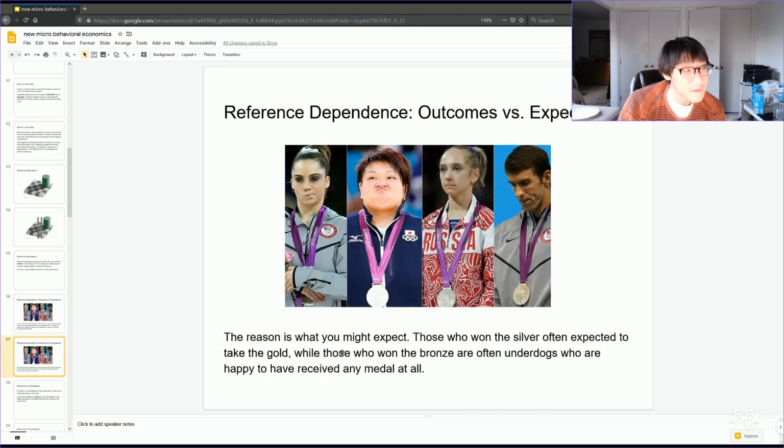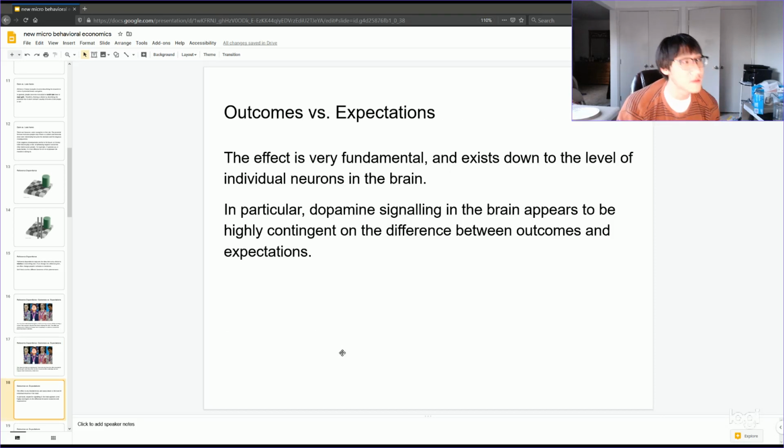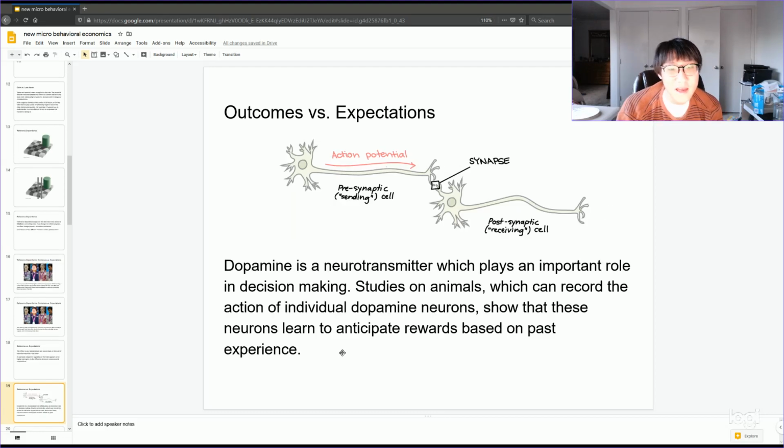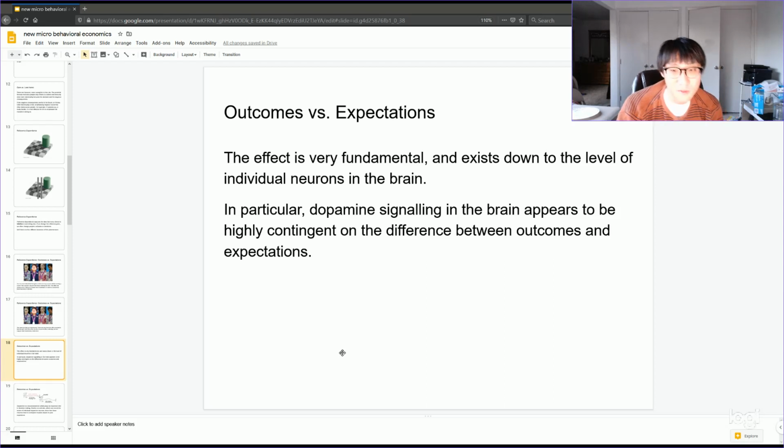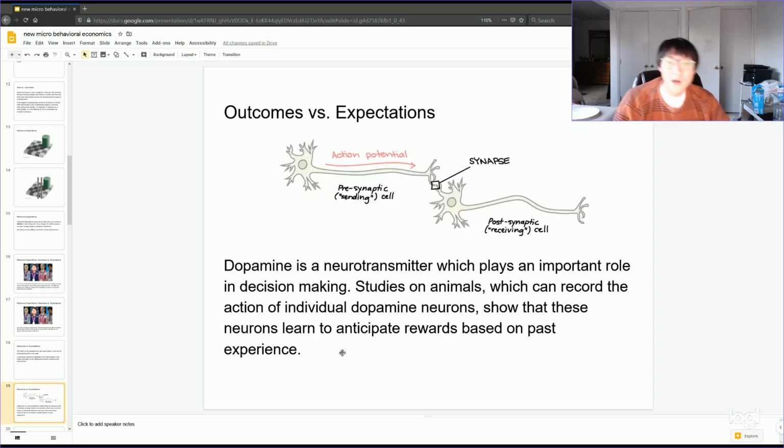So this effect, which I'm sure all of you are familiar with in your own lives, is very fundamental. And it exists down to the level of individual neurons in the brain. In particular, it appears that dopamine signaling in the brain is very contingent on the difference between outcomes and expectations. Okay, so I guess we should do a quick primer on this.